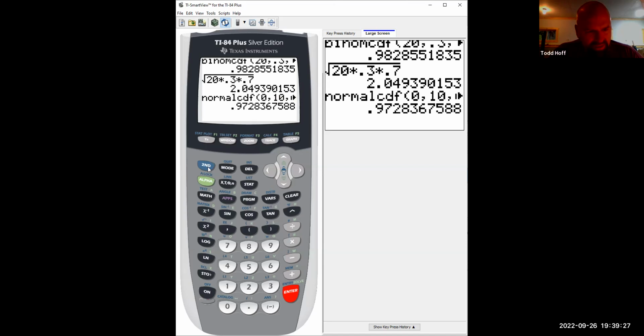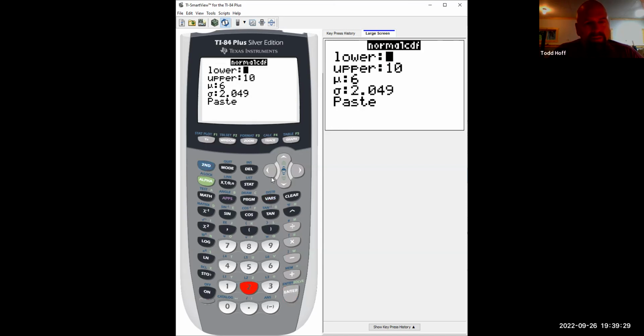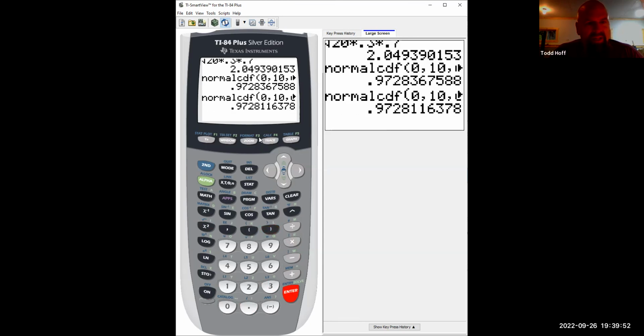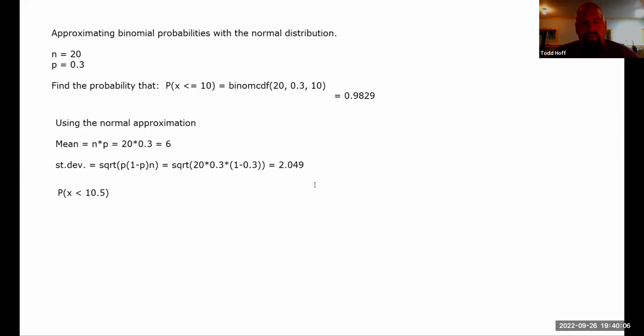Let's do this. Instead of putting in the 2.049, let's put in the whole calculation here. The square root of 20 times 0.3 times 1 minus 0.3. See if that makes much difference. No, not a lot. So we end up with, this said, very close, 0.9728 instead of 0.9828. But it's a good approximation if we're trying to save the effort of having to go through all of those calculations.